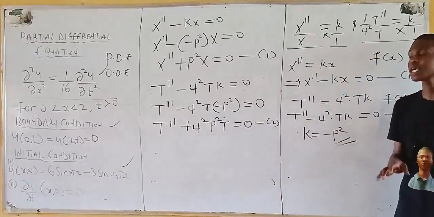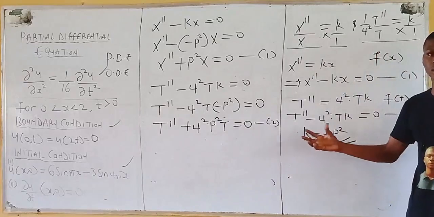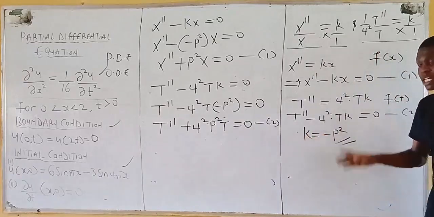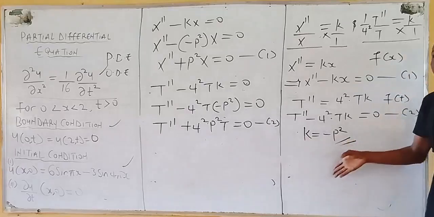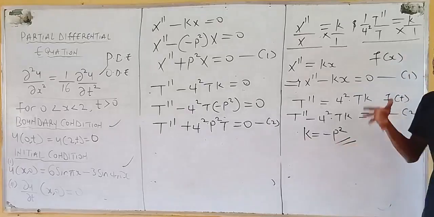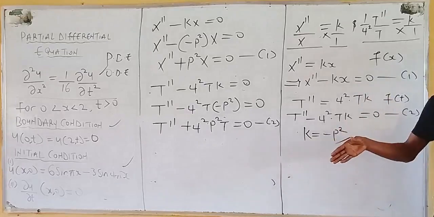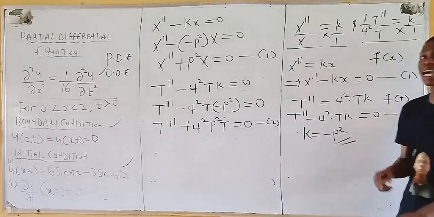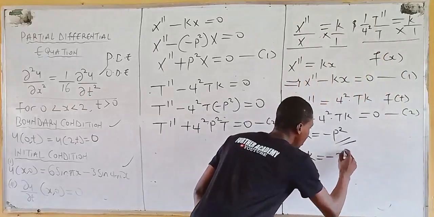It is constant. These are how you work it out. All of these are constant. That's what I'm saying. In some cases, we are using k equals negative p square. You might decide to use k equals negative lambda square. Are you getting me?